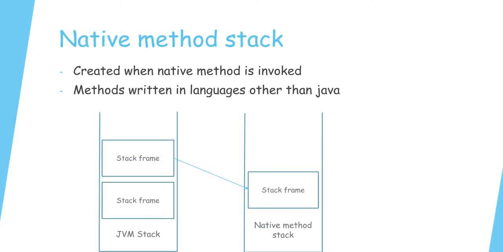Now the next runtime data area is native method stack. Methods written in languages other than Java are called native methods. When a thread invokes a Java method, the virtual machine creates a new frame and pushes it onto JVM stack. However, when a thread invokes a native method, the thread leaves the JVM stack behind, and instead of pushing a new frame onto the JVM stack, a new frame will be created on the native method stack.